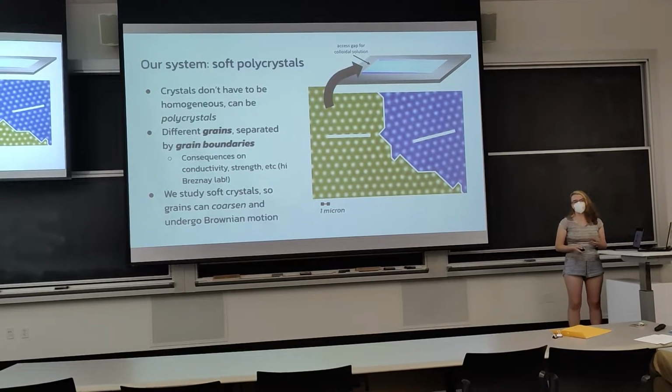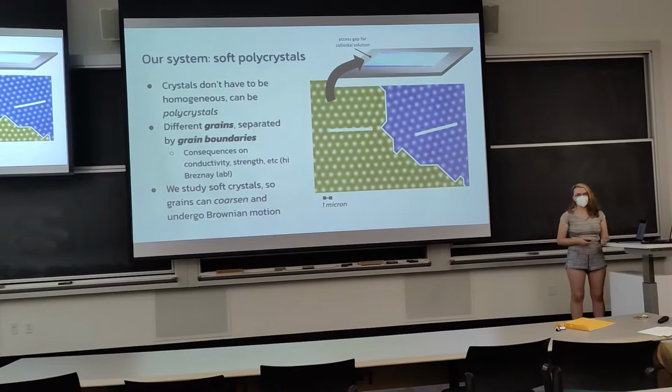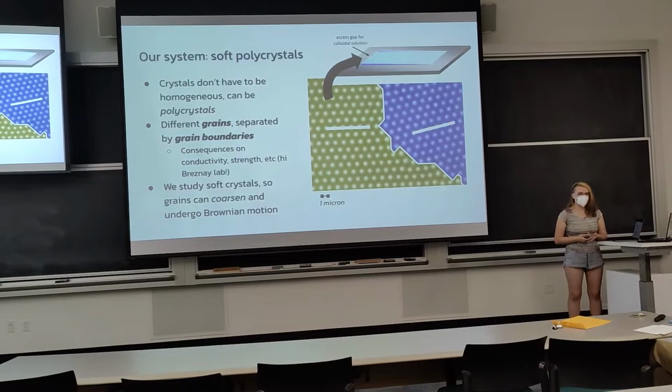Soft matter research is interested in grain coarsening and polycrystals because the composition of the polycrystal has impacts on the conductivity or the strength of the material.